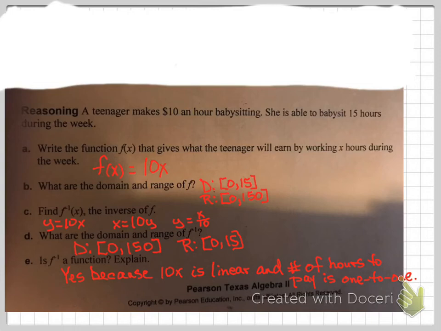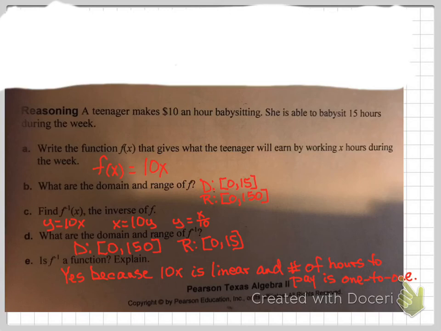A teenager makes $10 babysitting, and she can babysit for 15 hours a week. It said write the function of how much she'll earn by working x hours during the week. So that's f of x is equal to 10x. The domain of that is the number of hours, so that's 0 to 15 hours. The range is how much she can make, which is 0 to 10 times 15, which is 150.